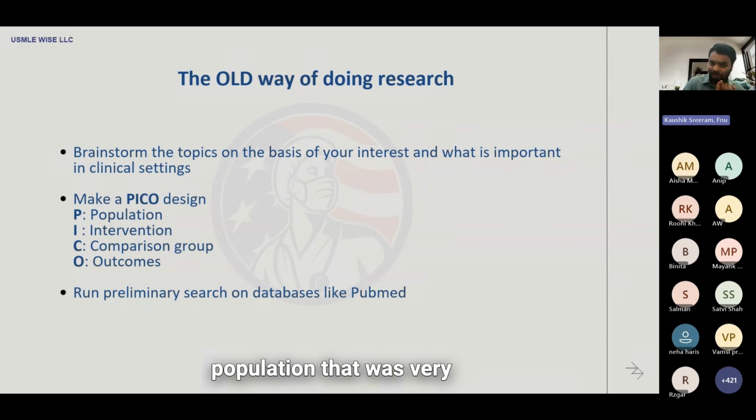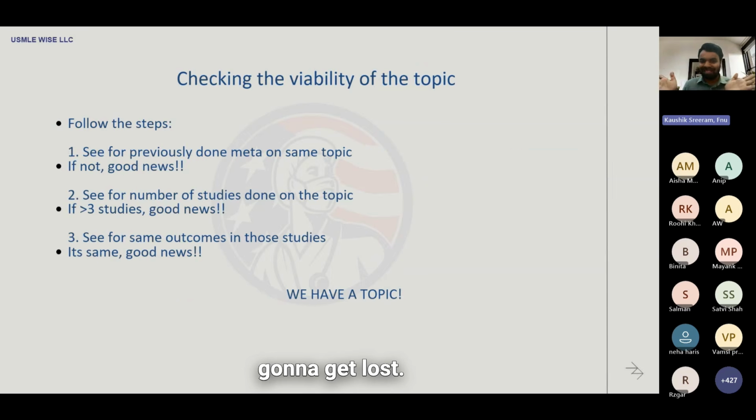So come up with the population. That was very important because like we said, Hispanic is different, Black is different, right? They have different needs and different representation. So who is your population? What is the intervention you're doing? And then do you have a comparison group or not? Then you finally come up with outcomes. So like I showed you, you have this idea in your head and then go to PubMed, right? Or else you're going to get lost.